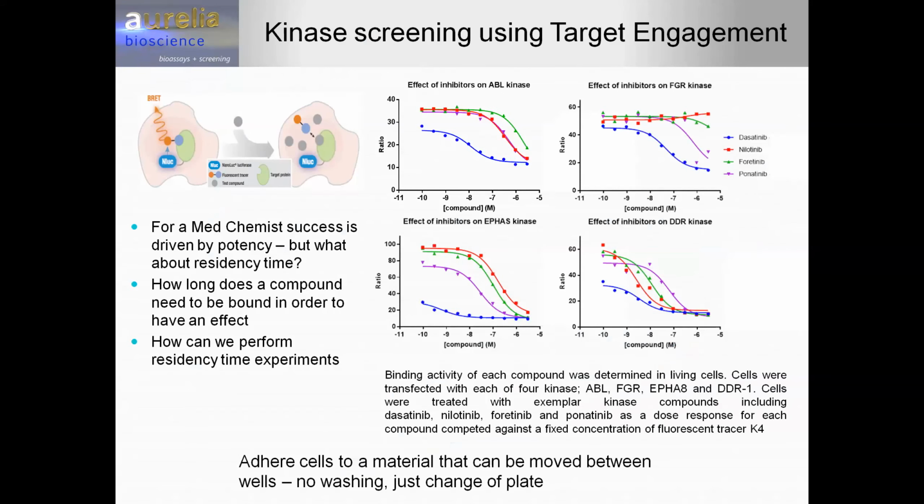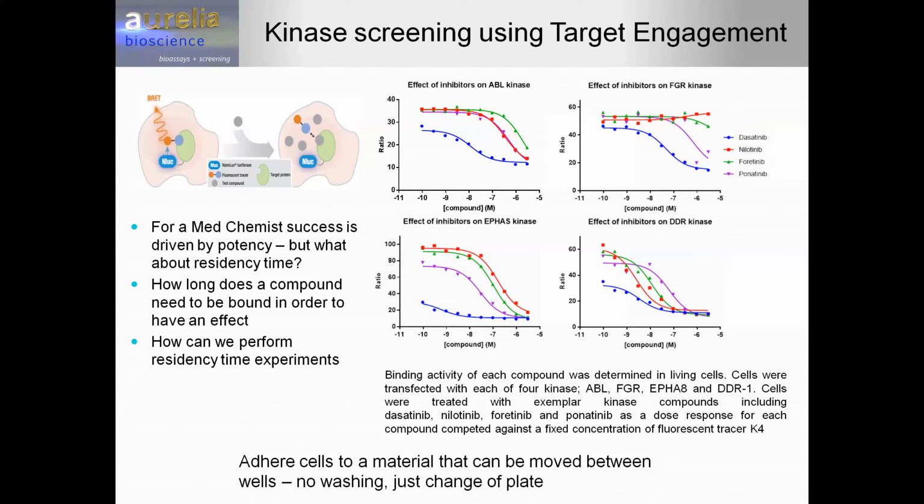Okay, so on the right-hand side, you'll see 4 graphs. Abl kinase at the top left, FGR, EPHA8, and DDR. And what we've done here is we've competed with commercially available kinase inhibitors, dasatinib, nilotinib, bafetinib, and ponatinib against these. And so what you can see is that as we compete and increase the concentration of compounds, what happens is that our BRET ratio declines as a consequence of competing off the fluorescent tracer. Yeah?